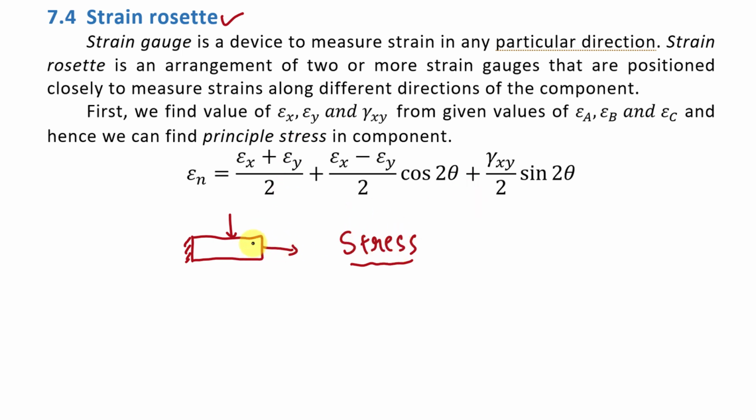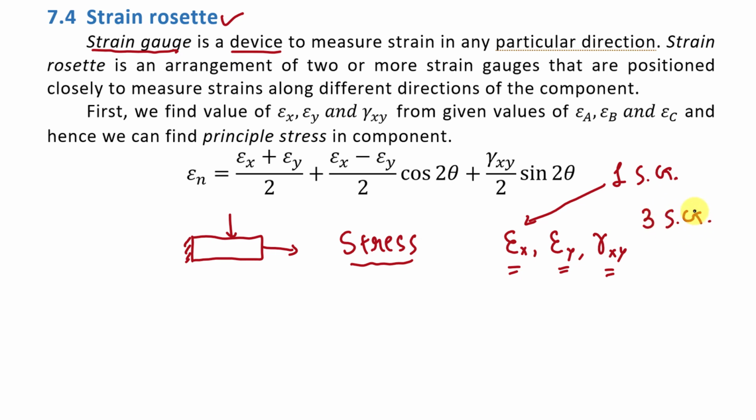To find the value of stress practically in the body, first of all we have to find normal strain in x direction, normal strain in y direction and shear strain gamma xy. And you can find the value of strain by using a strain gauge. Here this strain gauge is a device to measure strain in any particular direction. Means one strain gauge is used to find one value of strain. So to find these three values of strains, we require 3 strain gauges. And we put these 3 strain gauges on this body in any particular arrangement. And then we apply different loading conditions on the body. And by using these 3 strain gauges, we can find the value of epsilon x, epsilon y and gamma xy.